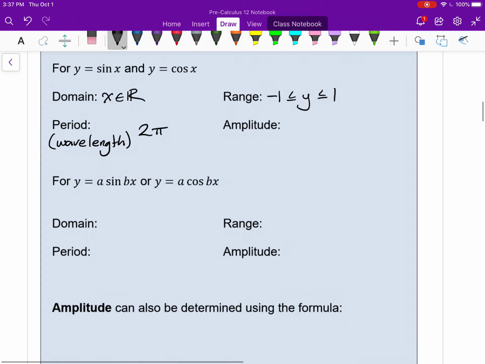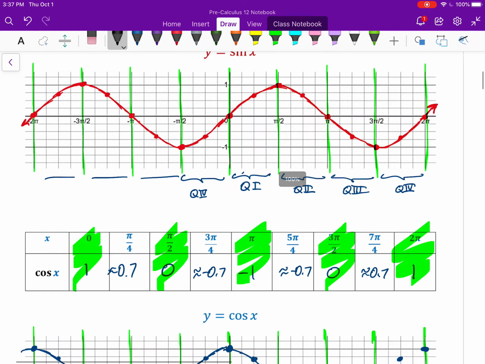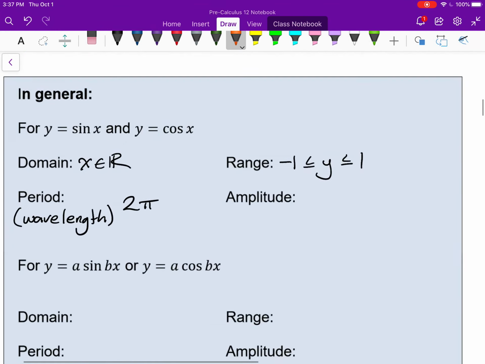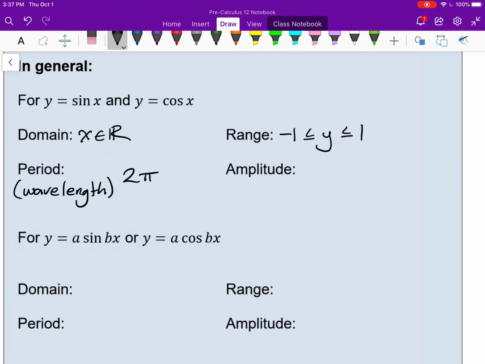is 2 pi. And the amplitude is a measure of the vertical distance from the middle of the wave to the top, or the middle of the wave to the bottom. And so, for example, the middle is, in this case, the x-axis. So it's the distance from there to there, or the distance from there to there. It's the same. A distance is always positive, and that distance is 1. And sine and cosine have the same domain, same range, same period, same wavelength, same amplitude. They're so similar. The only difference between them is they start in different places.